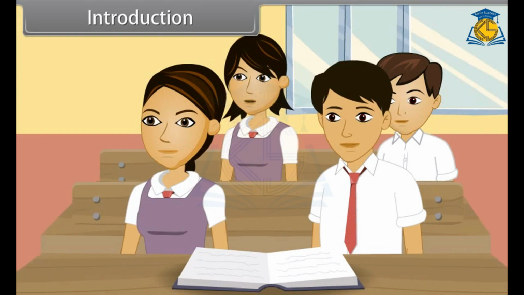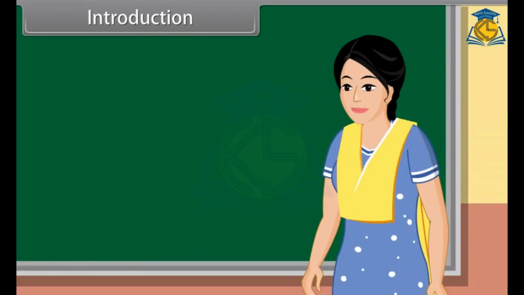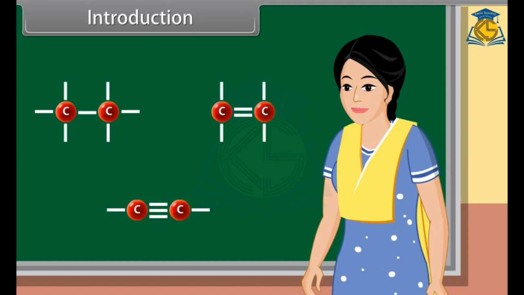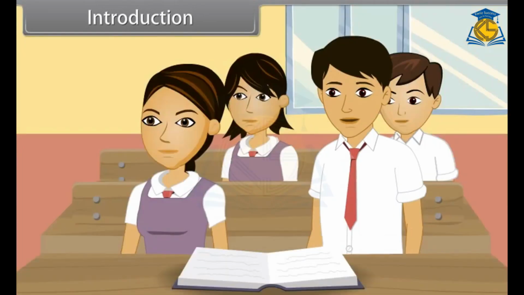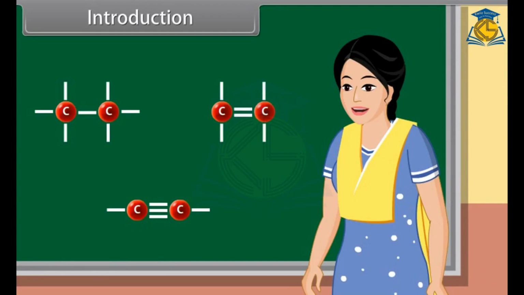Teacher, how are the carbon-carbon atoms attached? The carbon-carbon atoms are attached by single bond, double bond or triple bond, and the functional group present on the organic compound decides its chemical nature. Teacher, what is a functional group? It is a group of atoms in an organic compound responsible for the chemical reactions of that compound. In this lesson, you will learn organic chemistry and some basic principles.